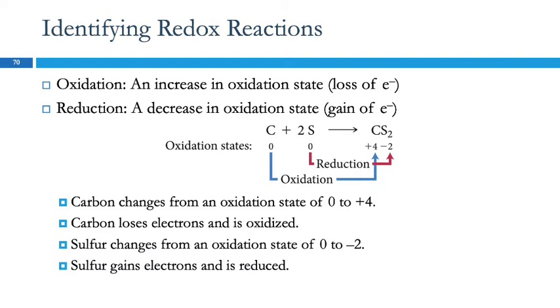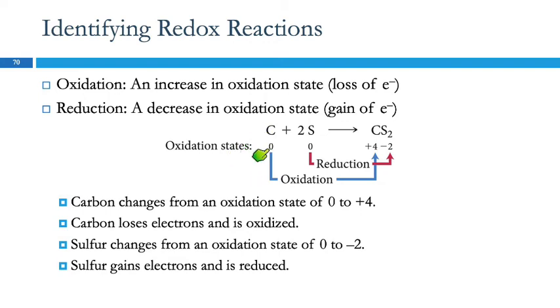So to identify redox reactions, there has to be an oxidation and a reduction. And sometimes you can see this pretty easily, other times you can't. It's when you've just got nonmetals that it gets a little tricky. So here we've got carbon reacting with sulfur, and it's making carbon disulfide. So we need to look at the oxidation states.